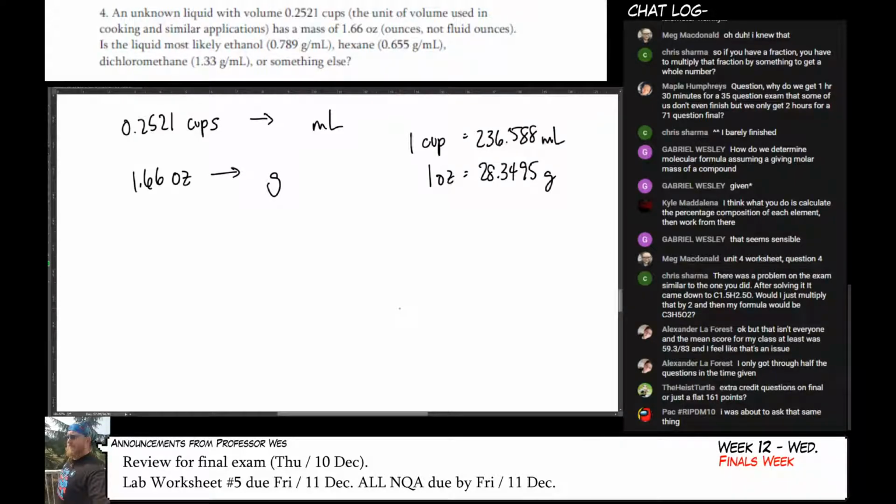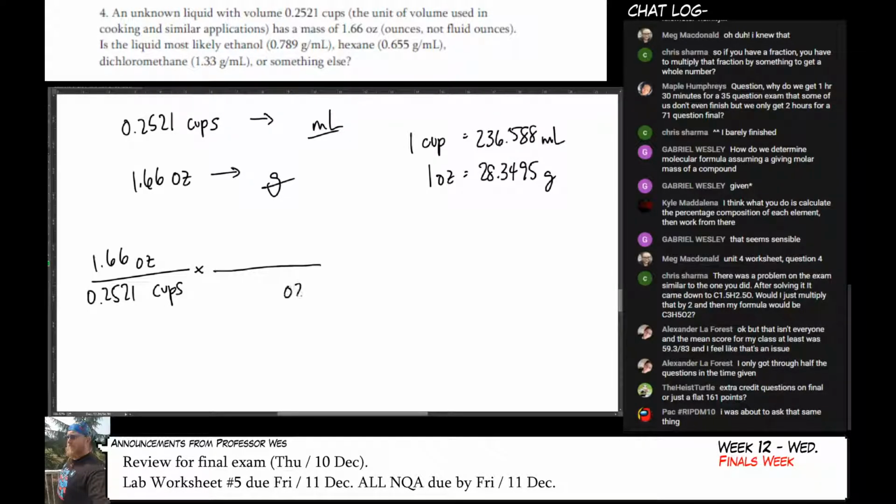So now, if I want to get density, I've got to put grams on the top and milliliters on the bottom. So what I'm going to do is this: I have a 1.66 ounce sample with volume 0.25 to 1 cups. That would be a density, mass over volume. But those units aren't anything that we really want, so we're going to convert them.